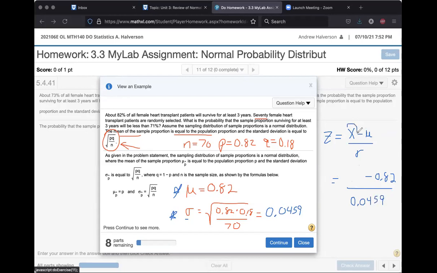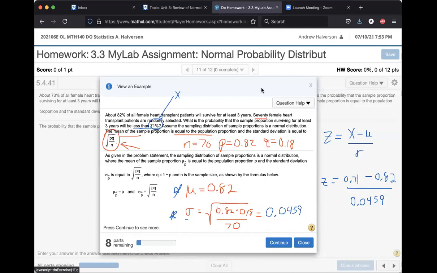What is x? What does x mean? Well, x is the specific thing you're trying to find the probability of. And here, let's go back to the problem. What does it say? It says, what is the probability that it will be less than 71%? So the 71% corresponds to our x. So we don't write 71%, we write it as a decimal, and find the z-score. Again, I'm going to break here to do the calculation. So I'm going to pause it here. So if you see a glitch, that's what's going on.